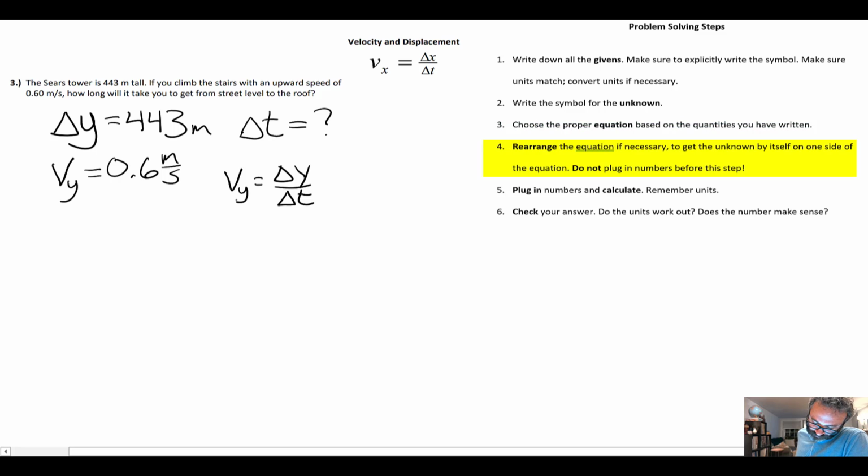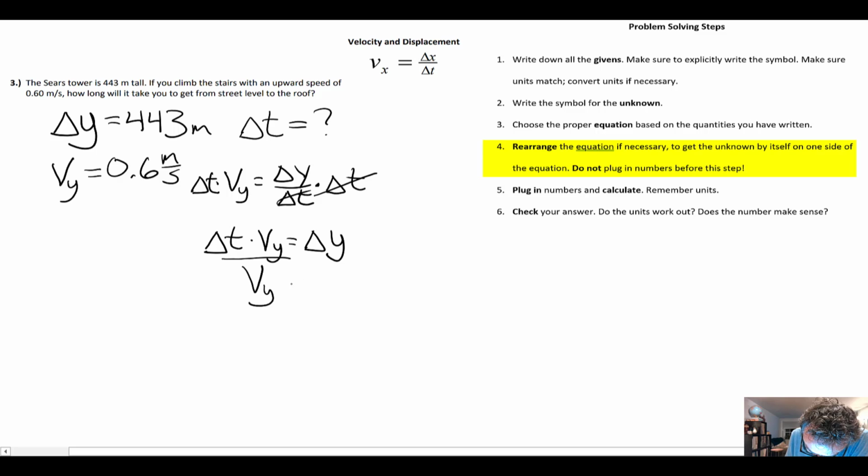This time we do need to do step 4 and rearrange the equation to get the unknown all by itself, because we're looking for delta t and it's in the denominator over there. So the first step is to multiply both sides by the time, because of course what I do to one side I have to do to the other to keep these things equal. My delta t's cancel out on the right, and I have time times velocity equals displacement. The next thing I want to do to get the time by itself is to get those velocities to cancel out. So I'll divide both sides by Vy. So this velocity cancels out with that velocity. And what I'm left with is delta t is my displacement over my velocity.